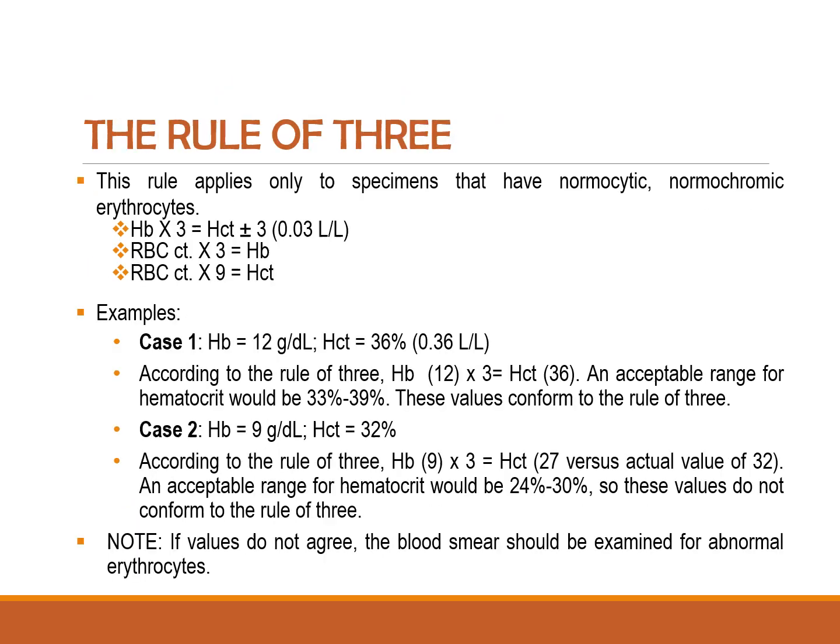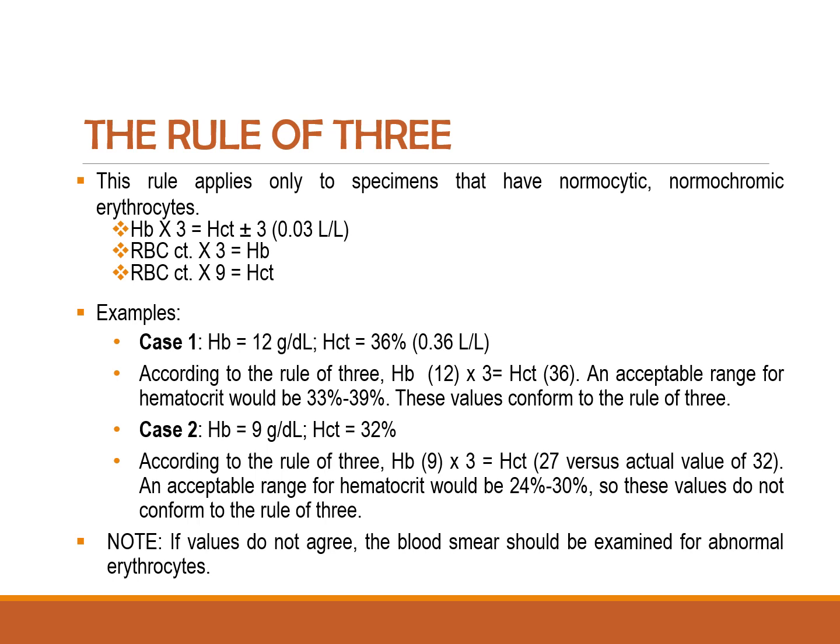Then we have the rule of three. When specimens are analyzed by automated or manual methods, a quick visual check of the results of the hemoglobin and hematocrit can be done by applying the rule of three. This rule only applies to specimens that have normocytic normochromic red blood cells. The value of the hematocrit should be 3 times the value of the hemoglobin plus or minus 3. It should become a habit for the analyst to multiply the hemoglobin by 3 mentally for every specimen. A value discrepant with this rule may indicate abnormal red blood cells, or it may be the first indication of error.